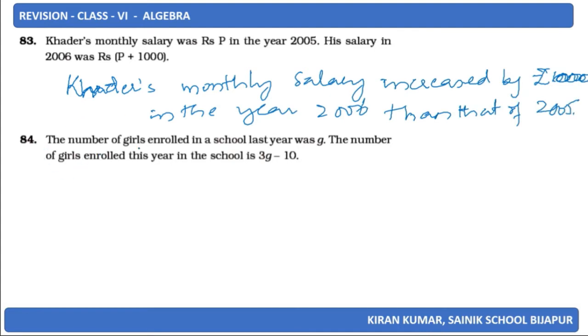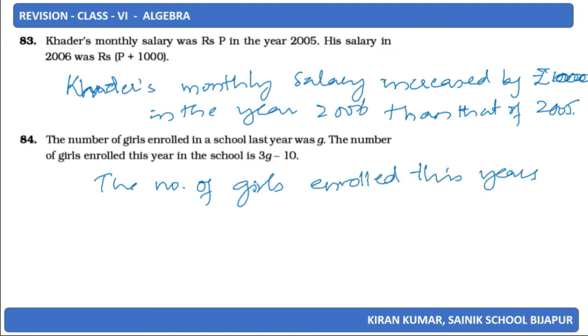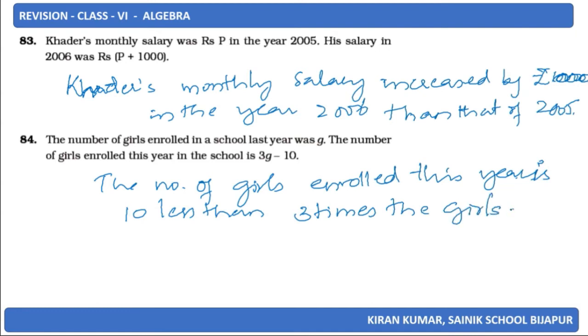84th statement. The number of girls enrolled in a school last year was g. The number of girls enrolled this year in the school is 3g minus 10. The number of girls enrolled this year is 10 less than 3 times the girls enrolled last year.